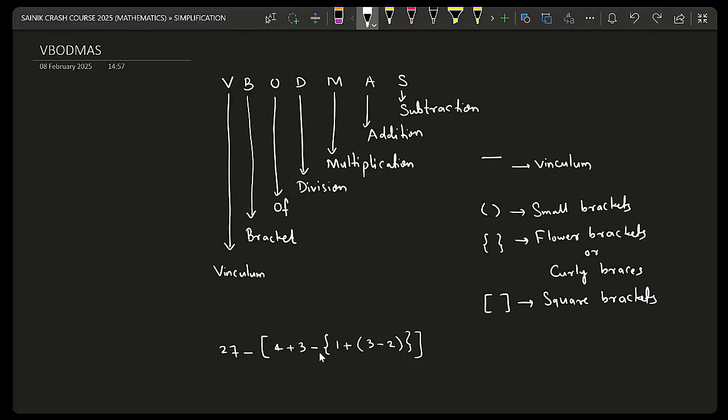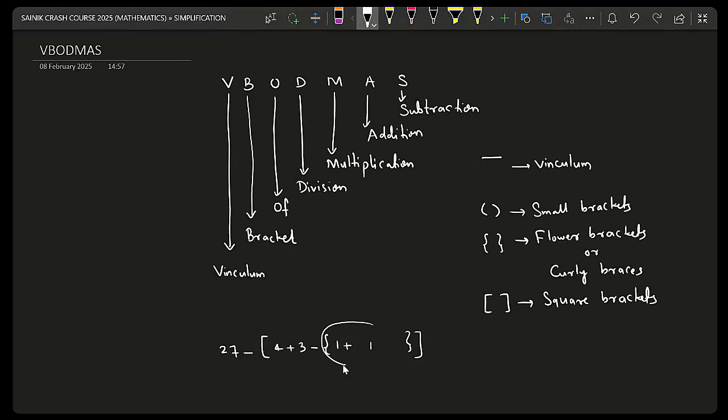For this type of question, even in the final exam, I suggest not to do it with the pen. Do it with pencil and eraser. Why? Because you don't waste time writing all the steps. Take an eraser, simply erase this part, 3 minus 2, and write what it means. So 3 minus 2 is 1. Just write 1 here. Then deal with the flower bracket.